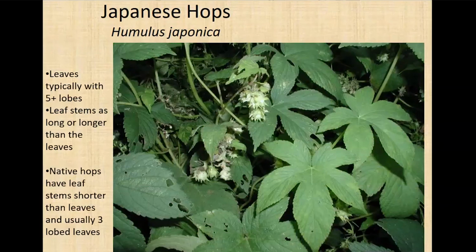Japanese hops is a climbing vine that we can find in a variety of different habitats, although I've typically seen it in lower moist to wet soil areas, including some of the river bottoms. We do have a native hops. Japanese hops typically has 5 or more lobes on the leaves, and the leaf stems are as long or longer than the leaves themselves. Our native hops have leaf stems that are shorter than the actual leaves, and usually 3 and sometimes 5 lobes. So there is potential for confusion there, but if you look at the consistent pattern, the majority pattern across the leaves, whether they're 5 or more lobes and longer leaf stems, that'll help you identify Japanese hops from our natives.